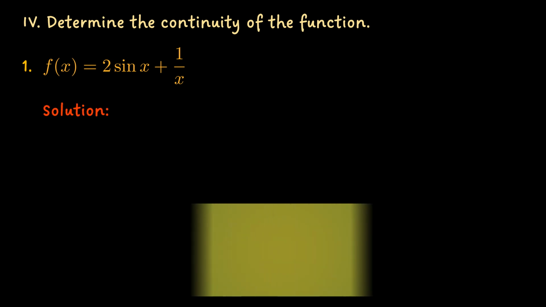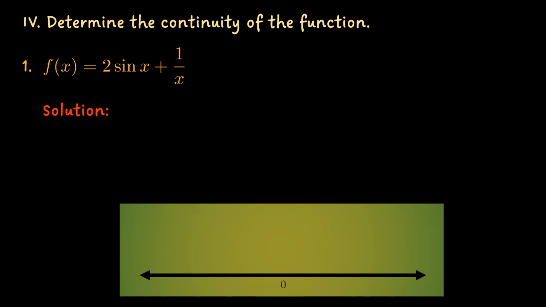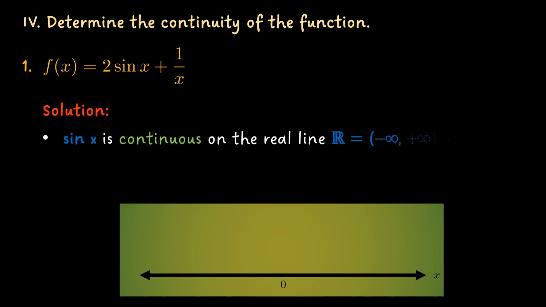Part 4. Determine the continuity of the function. Number 1. f of x equals 2 sine of x plus 1 over x. Solution. f can be broken down into two terms. Sine of x is continuous on the real line, as well as the term 2 sine of x due to the scalar multiple property.